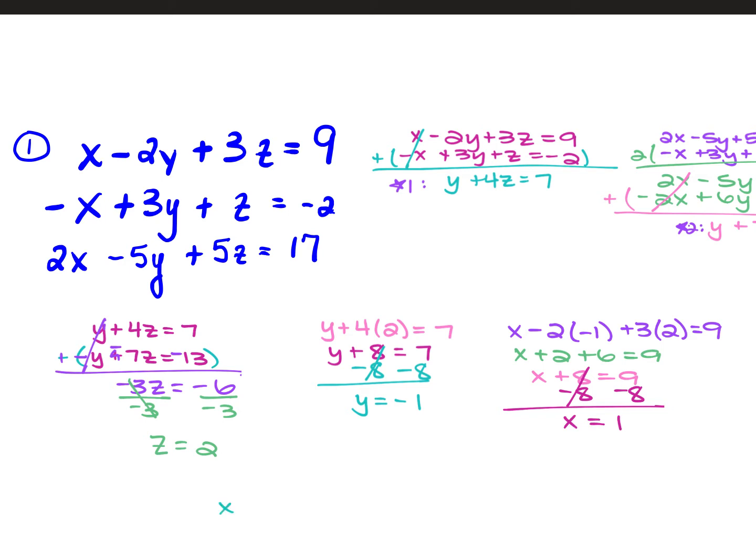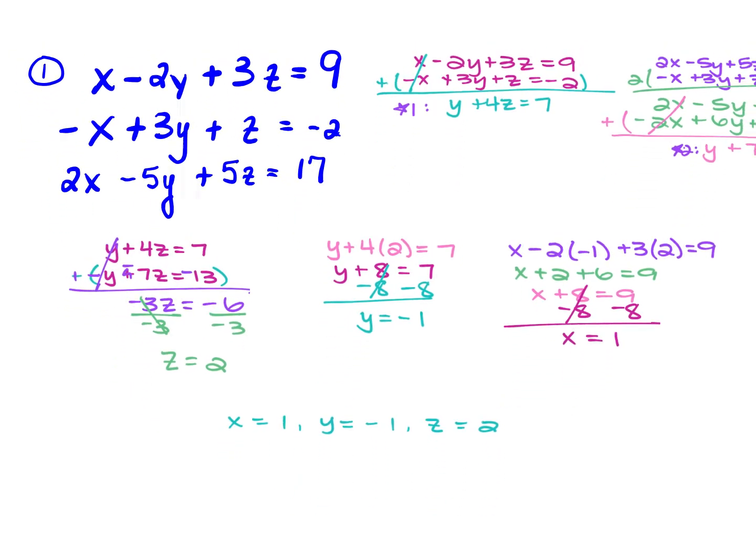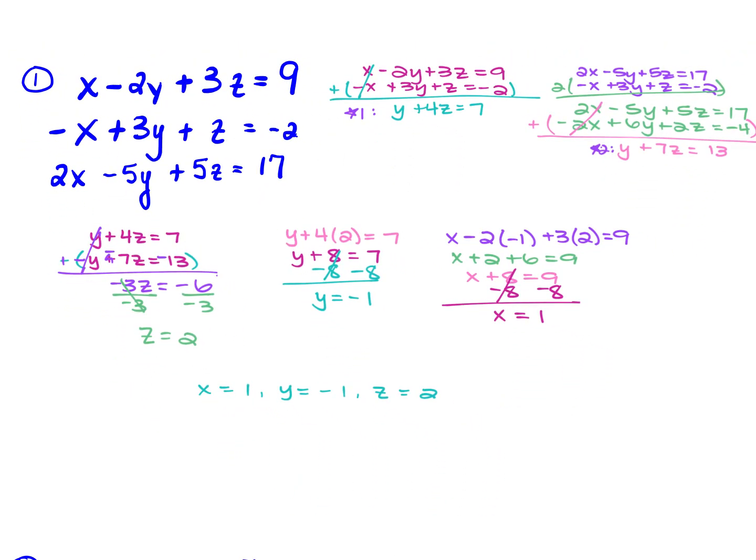So we have that x is equal to 1, y is equal to negative 1, and z is equal to 2. We said when we went over your instructions that you're going to put your answer in as an ordered triple. So that means you're going to have an x, comma y, comma z in the set of parentheses. So that means that we just have 1, negative 1, 2.